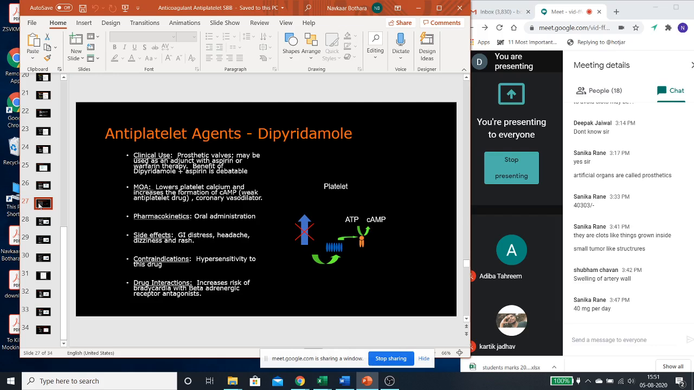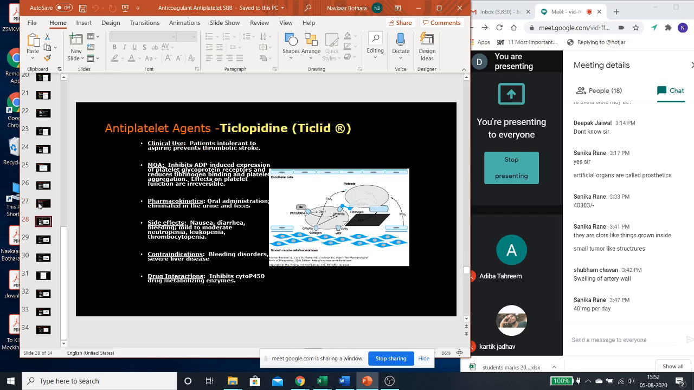Oral administration is possible. Side effects are gastrointestinal distress, headache, dizziness and rash. Contraindications are hypersensitivity to this drug. Drug interaction: there is increased bradycardia with beta adrenergic receptor antagonists, if they are used particularly during angina. It is possible that beta blockers are given, and with this there is a drug interaction that can cause bradycardia.